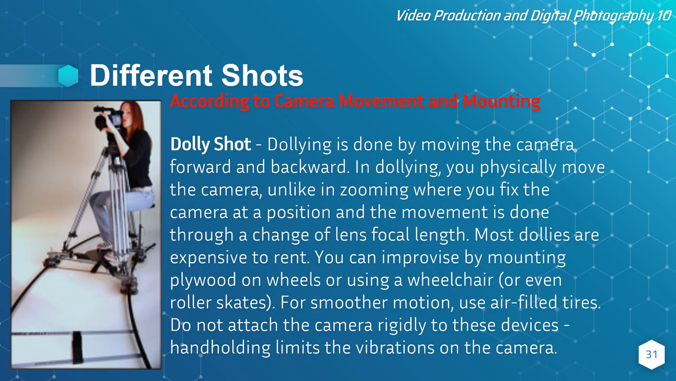Most dollies are expensive to rent. You can improvise by mounting plywood on wheels or using a wheelchair. For smoother motion, use air-filled tires. Tires do not attach the camera rigidly to these devices. Hand-holding limits the vibrations on the camera.